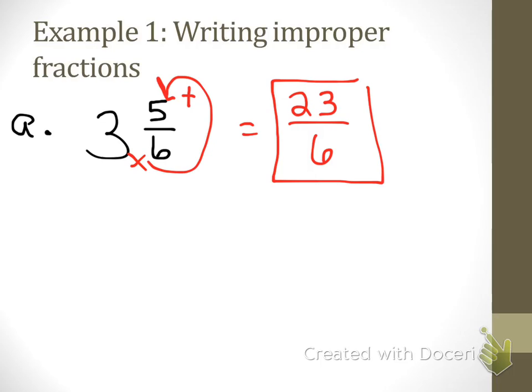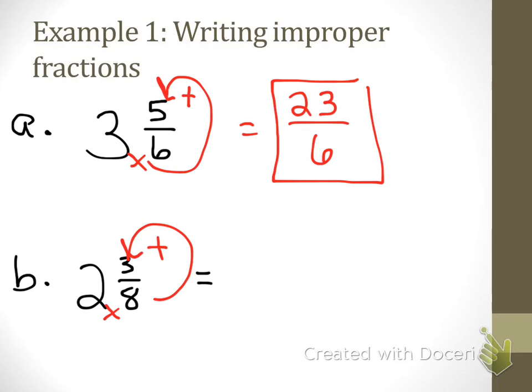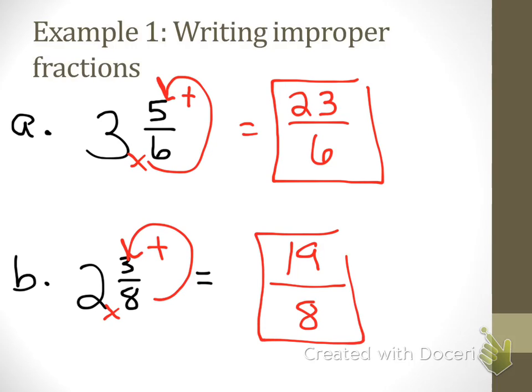Okay, so here's another one. 2 3/8 as an improper fraction. So again, I do 2 times 8 is? 16. 16 plus 3. 19. And I'm going to keep my same denominator, so it's 19 over 8. Okay, 19 over 8. All right, now I want you to turn to page 186 under your turn now, and I want you to do numbers 1 through 4 on your own.